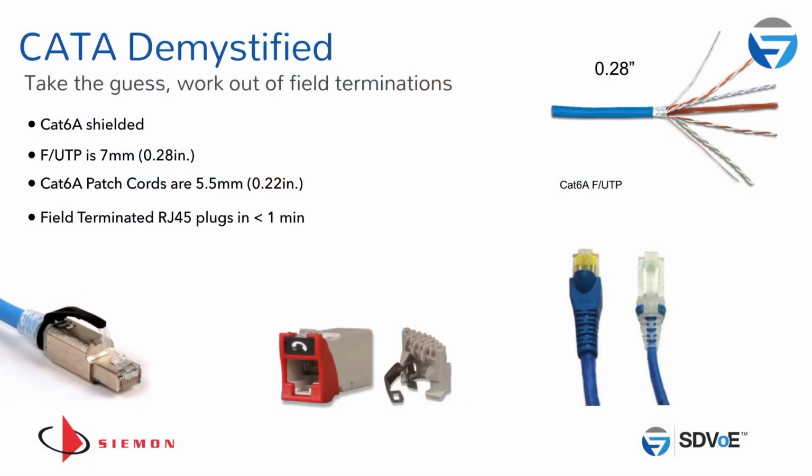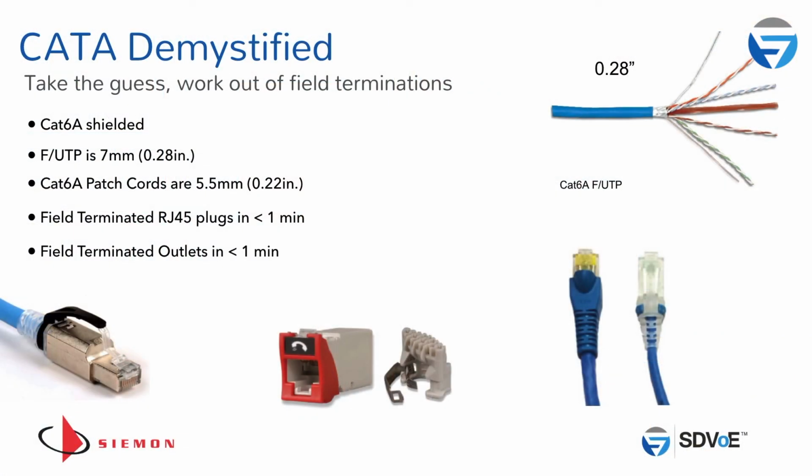And then finally, field terminated RJ45 plugs. We're doing hands-on demonstrations right after this. Most of the plugs can be terminated in about a minute or under a minute. Well, we actually have installers that are out in the field that can terminate these plugs in about 30 seconds. We have these challenges that are out there on YouTube that you can go and Google Siemon Z plug. We have these challenges of the installers that are out there, and they're racing. They're trying to get the best time, and we're down to 25 seconds, 30 seconds for the termination.